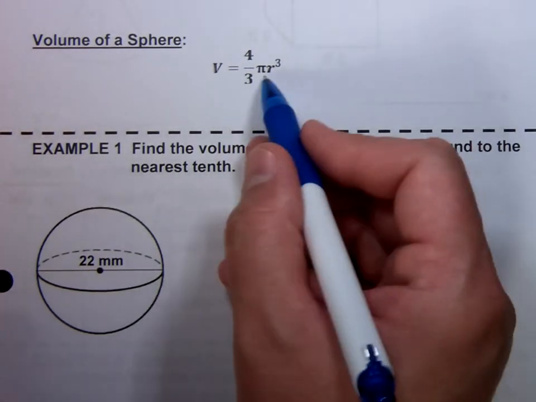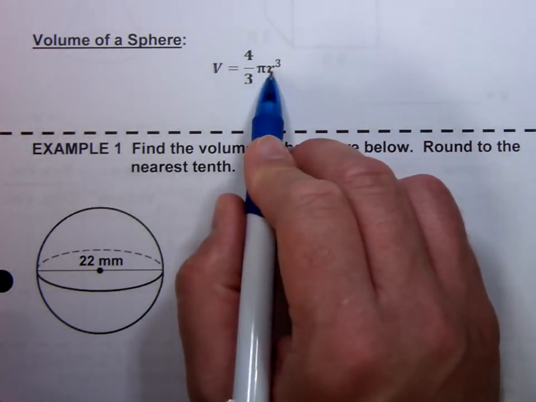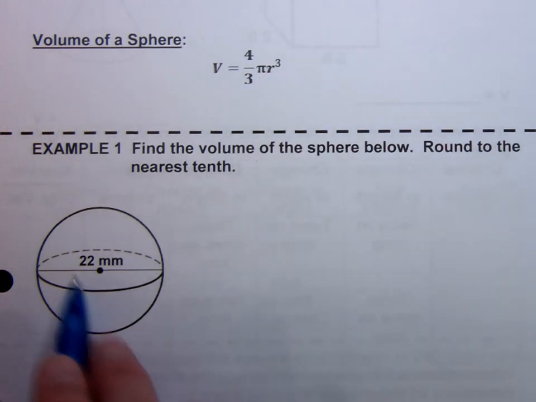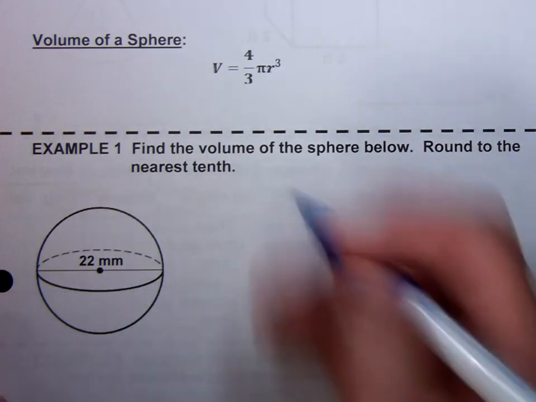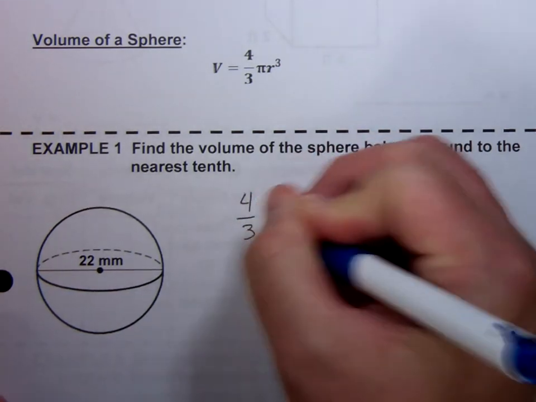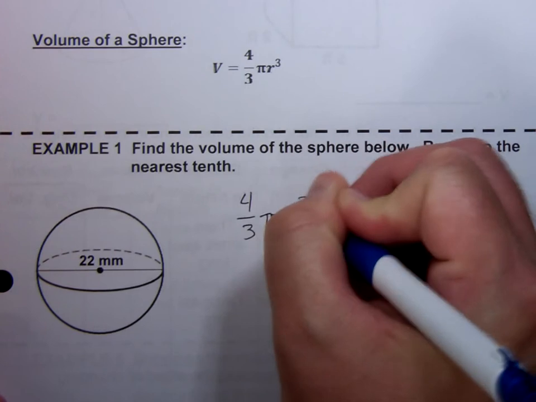Okay, well, I'm just taking this formula. The only variable we have is r, radius. So the radius is always half of the diameter. The diameter is 22, so the radius would be 11. So I'm putting 11 in for the radius.